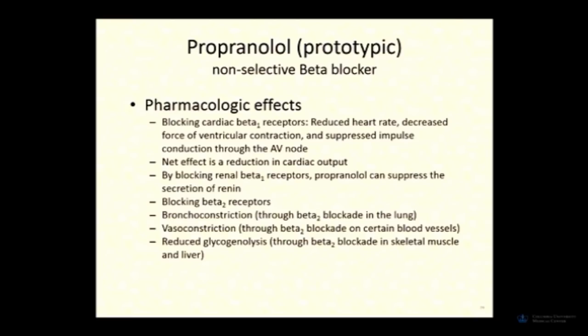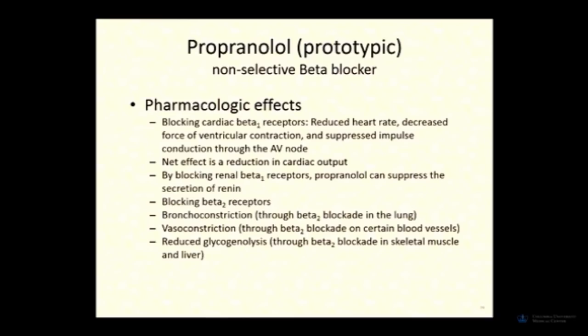Okay. So propranolol is our prototypic beta blocker. It blocks the cardiac beta 1 receptor, causing reduced heart rate, decreased force of ventricular contraction, suppressed impulse through the AV node. Okay? The net effect is a reduction in cardiac output. It also blocks the renal beta 1 receptor, and so propranolol can suppress the secretion of renin.